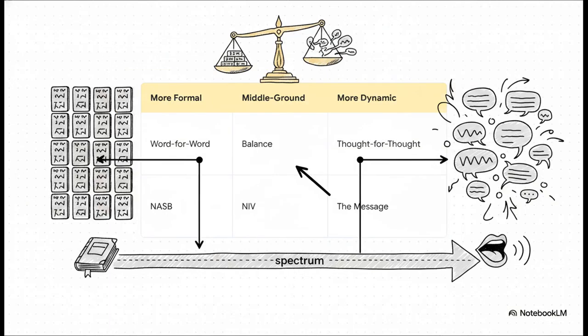So instead of thinking either-or, it's way more helpful to think of it like a sliding scale, a spectrum. On the far end, the more formal, word-for-word side, you've got translations like the NASB. On the other end, the more dynamic, thought-for-thought side, you have things like the Message. And right there in the middle, you find translations like the NIV, trying to find a balance between the two.